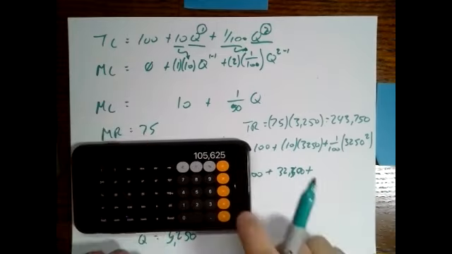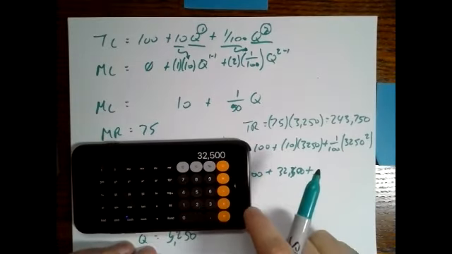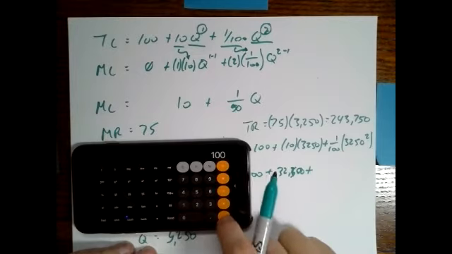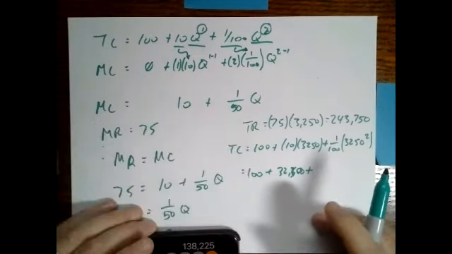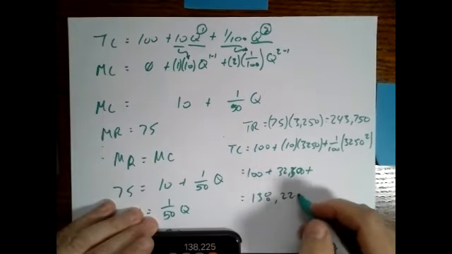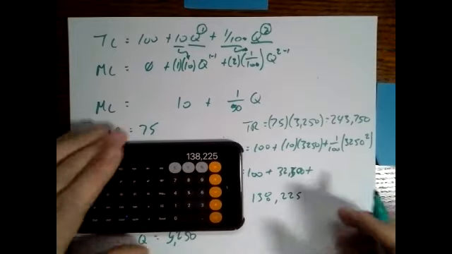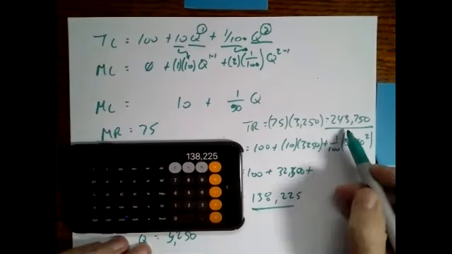So 105,625 plus 32,500 plus 100 gives us a total of 138,225. So our total cost is 138,225. Our total revenues were 243.